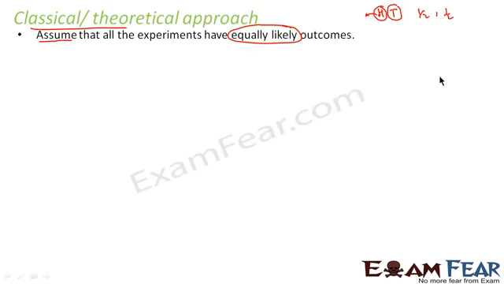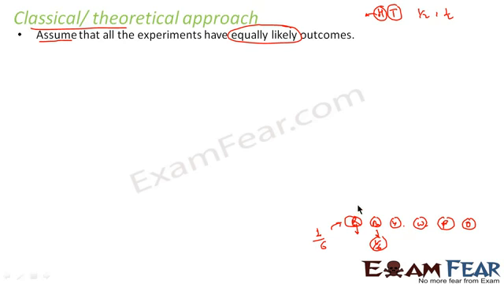Suppose I'm drawing from a bag that has red, blue, yellow, white, and let's suppose pink and orange also. That is 6 colors. In that case the probability of red will always be 1 by 6, counting 1, 2, 3, 4, 5, 6. The probability of blue will always be 1 by 6. This is the assumption, that all the experiments have equally likely outcomes.